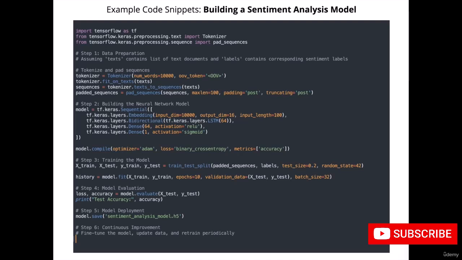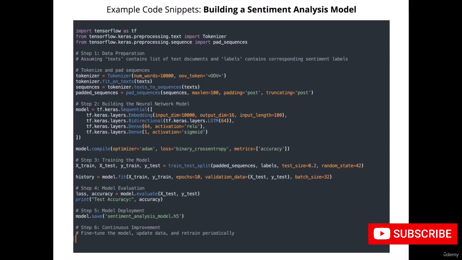size of 32. Next step is model evaluation, where we call the evaluate function, and we pass the xtest and ytest to it and get loss and accuracy out. You can print those things out. Model deployment: you can save the model as I mentioned and then deploy it wherever you want using either TensorFlow Serving or anything else that you prefer.